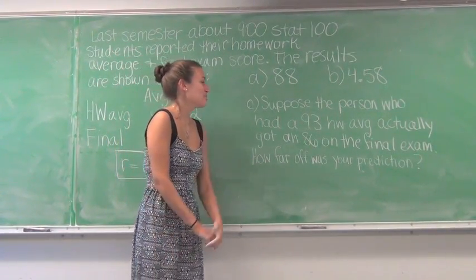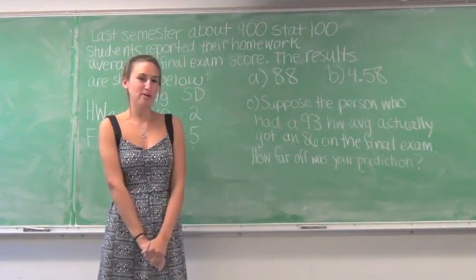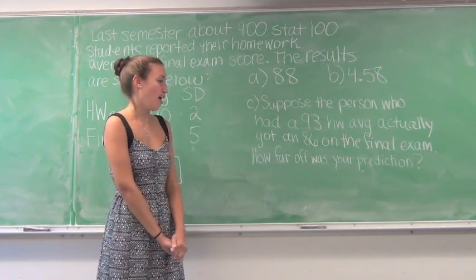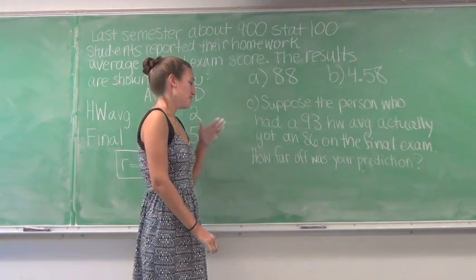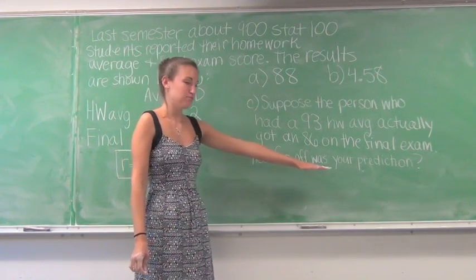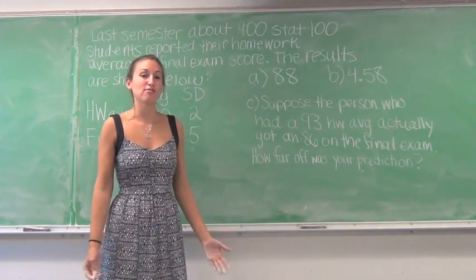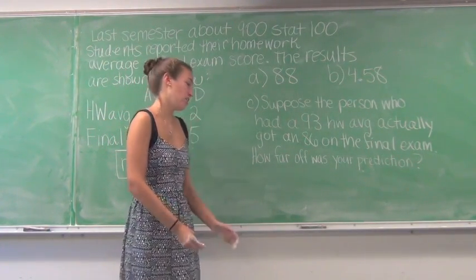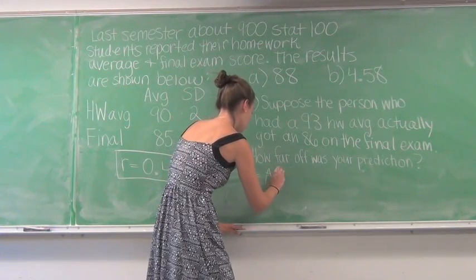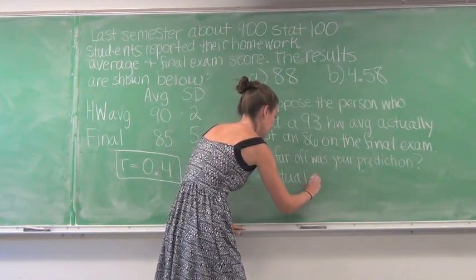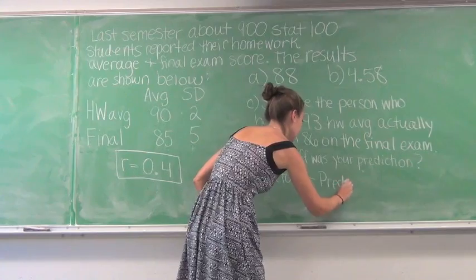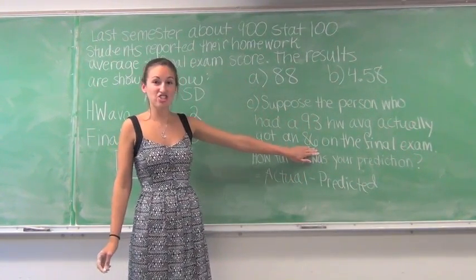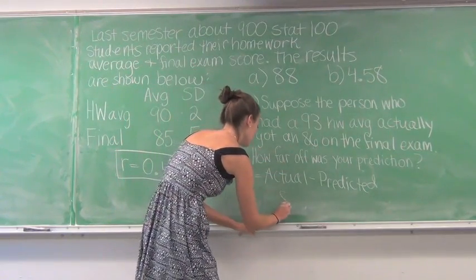Part C says, suppose the person who had a 93 homework average actually got an 86 on their final exam. How far off was your prediction? So this last sentence, how far off was your prediction, is your cue that they're asking for your prediction error. And remember from the beginning of this video, prediction error is just actual minus predicted. So they're saying here that this person actually got an 86. So that's our actual.